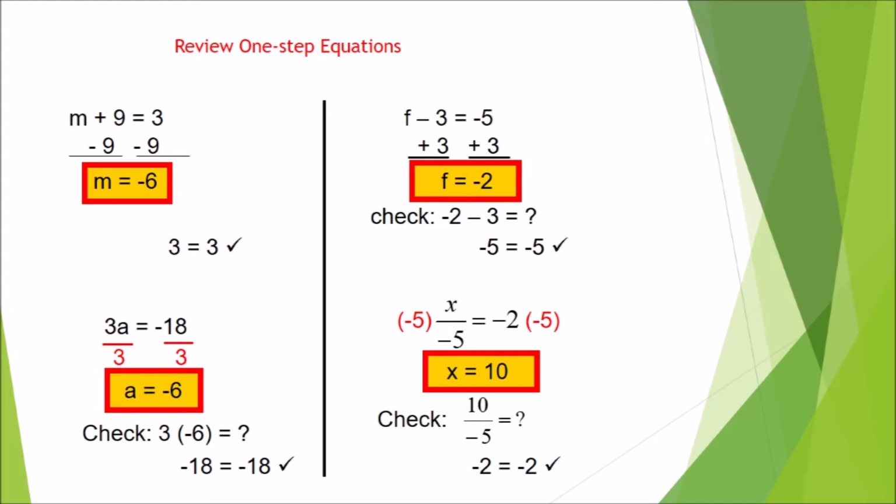If I have x over negative 5 equals negative 2. Over means divide, and the inverse of the divide operation is the multiplying operation. So I will multiply both sides by negative 5. So x will be 10.